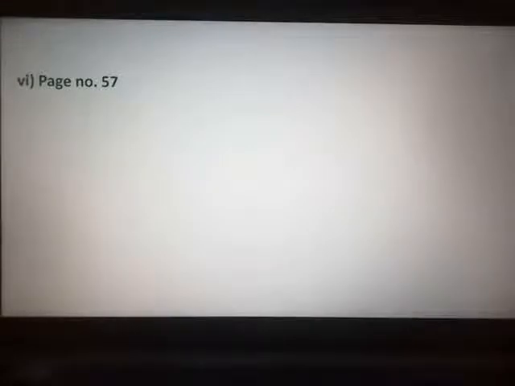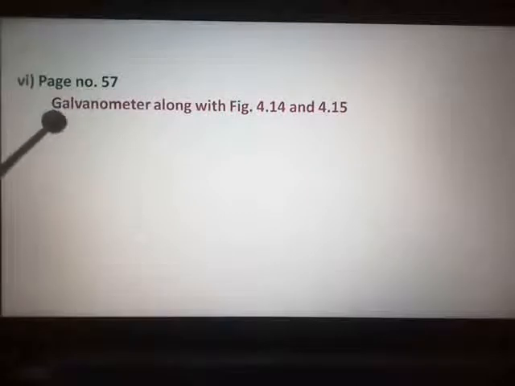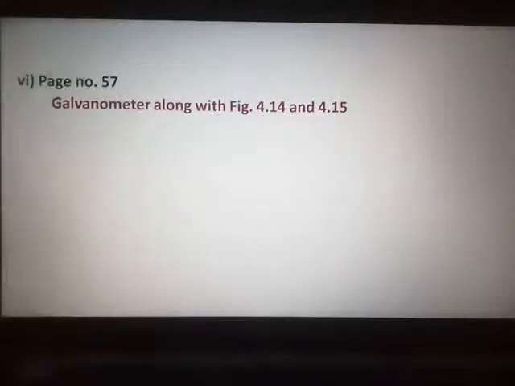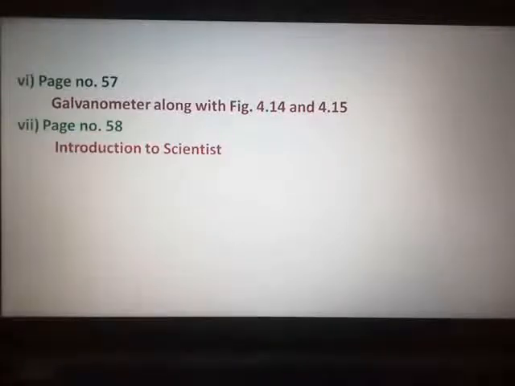Page number 57, the entire topic of galvanometer, both the paragraphs, the first and the second paragraph on page number 57, along with figure 4.14 and 4.15 you have to remove. 58, there is a small reduction towards the bottom of the page, introduction to scientist, the green colored block. 59, there is major reduction.